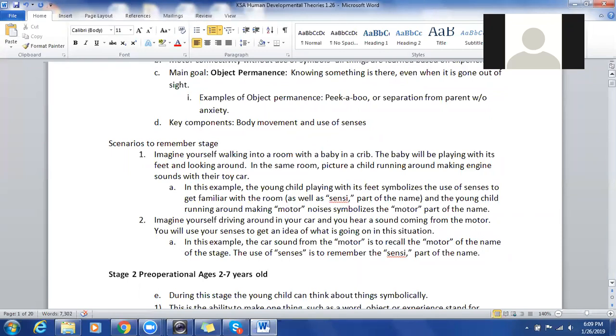So the symbolization of the baby in the crib playing with its feet is that it's getting a sense of the environment by touching its feet. Therefore, them touching their feet is the use of their senses, which makes us think of the sensory part of the name, sensorimotor. And the young child running around making motor sounds is the motor part of the name, so sensorimotor.